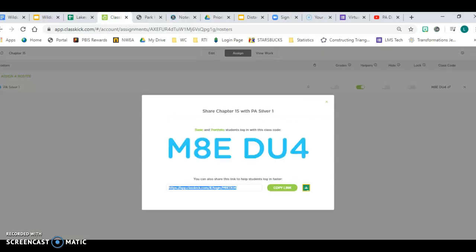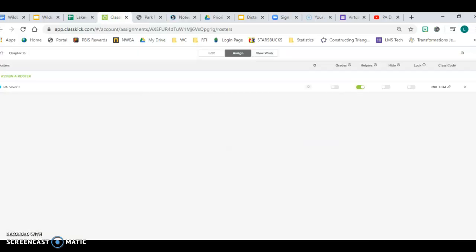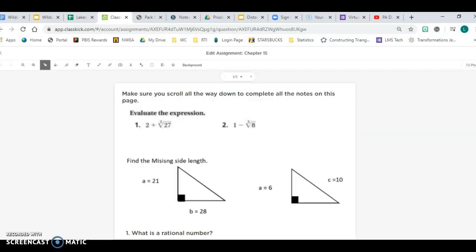This one, sorry, let me get there. We are using this Classkick for all of chapter 15. And so each day that I have notes, I will add a new slide to this Classkick, and then it will update for you automatically and add that slide in there. That way you can then go and participate in it.